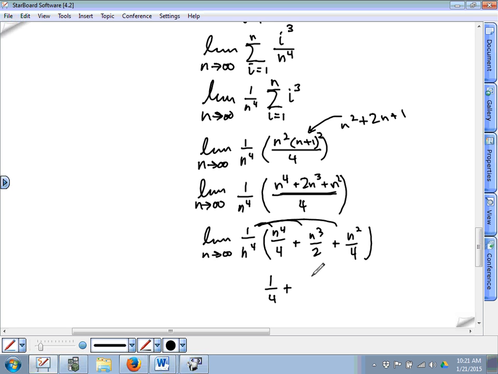And then we get 1 over 2n plus 1 over 4n squared. And we're taking the limit of that as n approaches infinity.